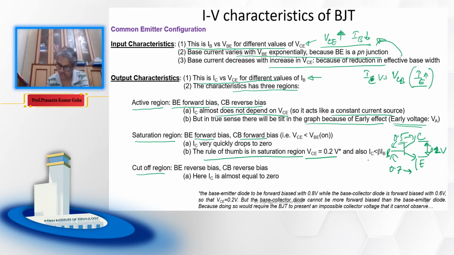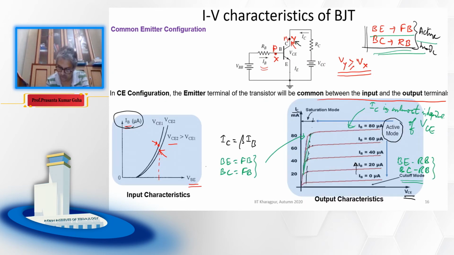However, the point to be noted here is IC is not equal to beta IB in the saturation region. So if you see that IC is not equal to beta IB, and you can check that VCE is 0.2 volt or close to 0.2 volt, you can say that the transistor is in the saturation region. And in the saturation region, of course, the current will quickly go to zero.